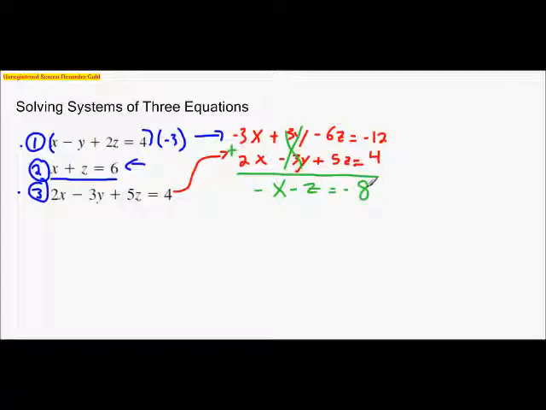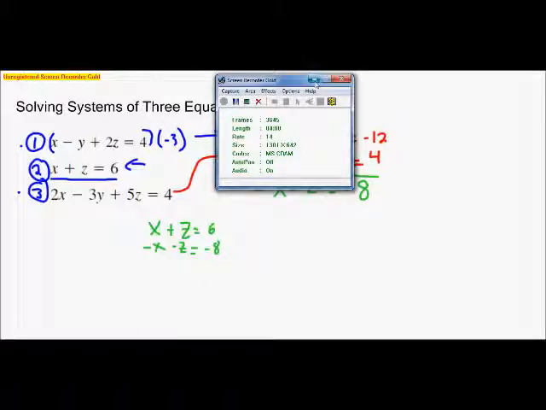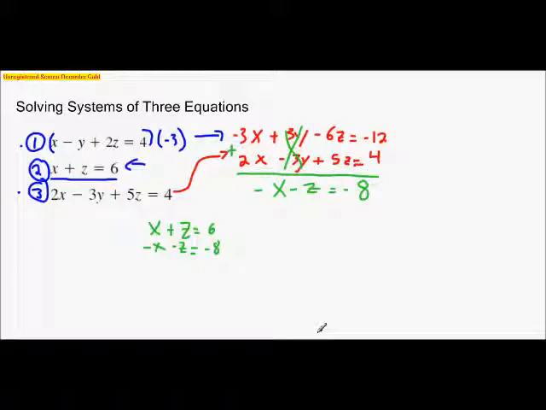Okay, and so now I have two equations with two variables, right? I have equation number 2, and then I have this green equation. So let's combine those. Let's write those right underneath each other. So I have x plus z equals 6. And then I have negative x minus z equals negative 8. Okay, so we got two equations with two variables. We got x and z left over.